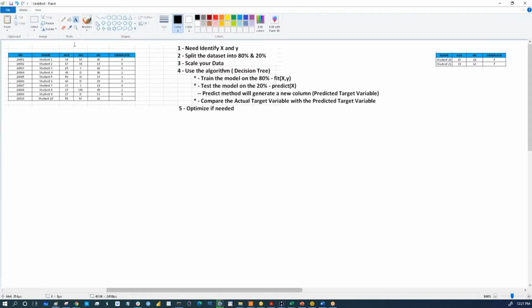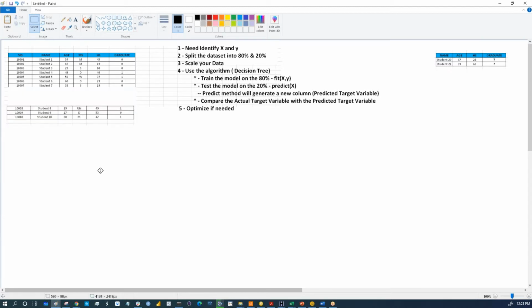So for this small example, we are going to split randomly. It's a random split. Let's assume this is the random split.